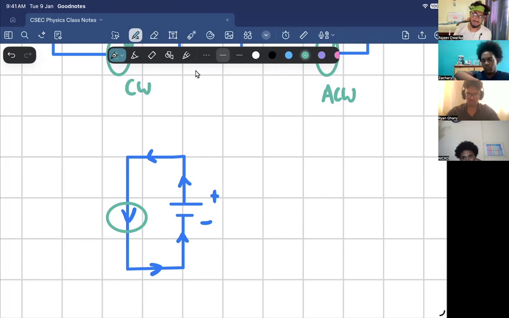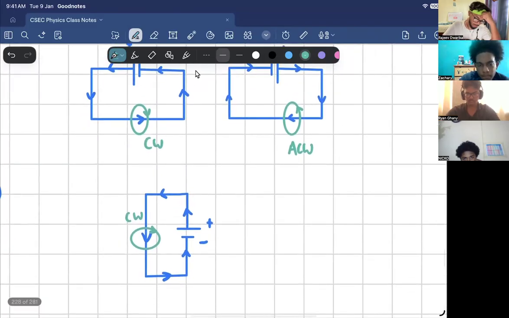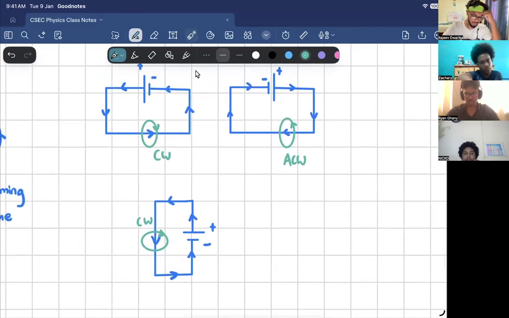Let me see, right? My finger is going to point in the direction of the arrow, and if I wrap my hand around it, my fingers would curl in this direction. Zachary, what are you getting? Clockwise. Yeah, this is clockwise. So I want you to notice something.